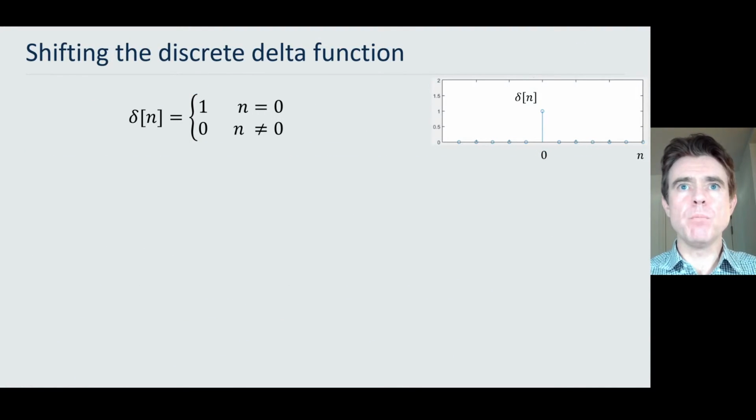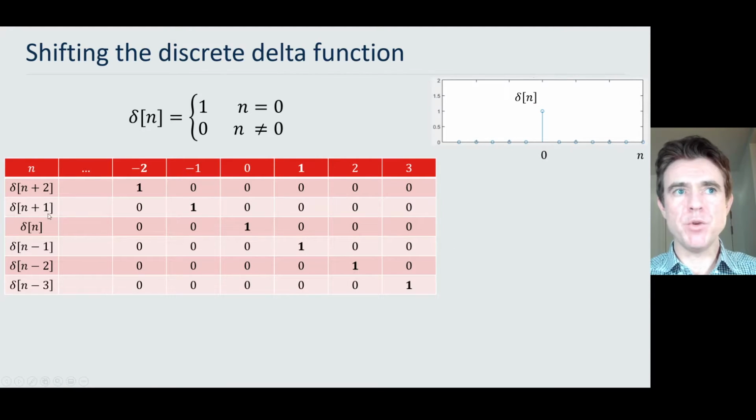Okay, so getting more into the detail of that discrete delta function, which is a special case of the Kronecker delta that we've just seen. Here I'm plotting it again, showing n equal to 0 has a value of 1. This is a table of the values that the function takes on. It's basically equal to 1 wherever the function has been shifted to. So if you have delta n plus 2, that means the delta of n has been shifted to minus 2, and so the value is 1 there, and 0 elsewhere. The rest of this table is fairly clear.